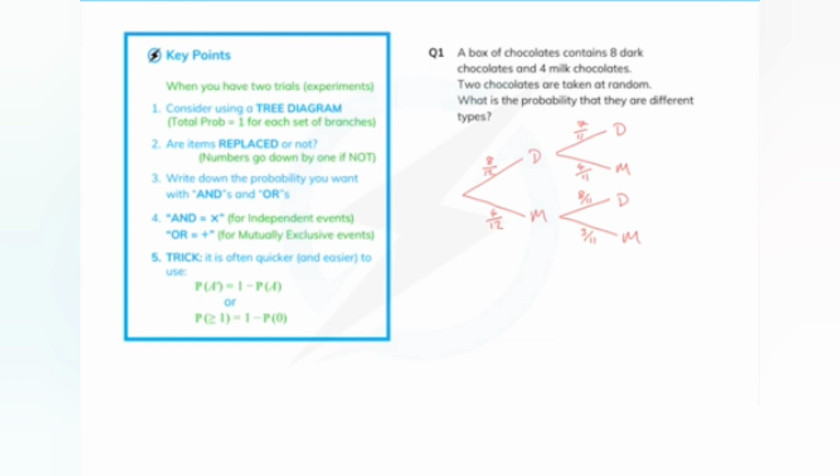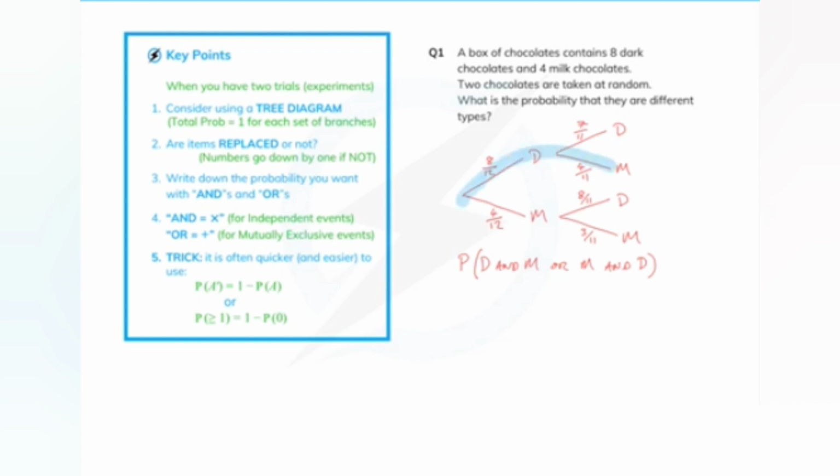Now, whether or not we've drawn that tree diagram, we should now write down the probability with ands and ors. And it's perfectly okay to use D and M for dark and milk. So, what's the probability they are different? Well, it's D and M, or M and D. Now, if you think those two things are the same thing, just have a look at the tree diagram.